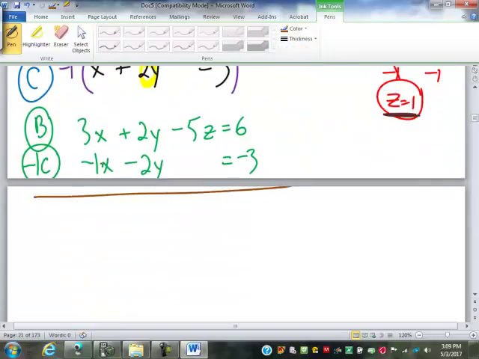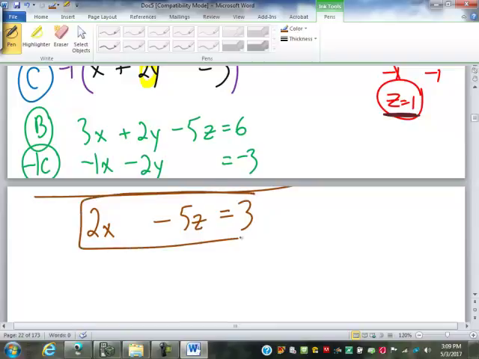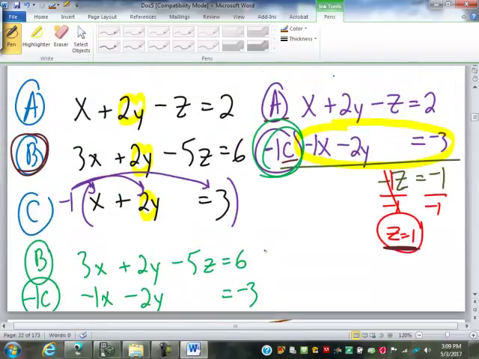What is 3x plus negative 1x? 2x. 2y plus negative 2y cancels out. Negative 5z doesn't have anything to do with anything else. 6 plus negative 3 is 3. Now we're thinking, there's our equation with two variables. Where's our other equation with two variables? Well, in our other equation, the second variable disappeared, so it left us with just z equals 1.